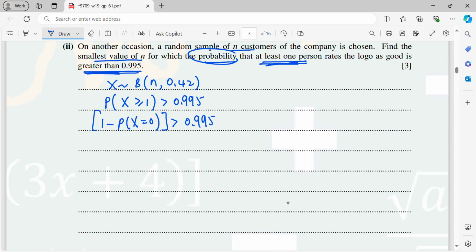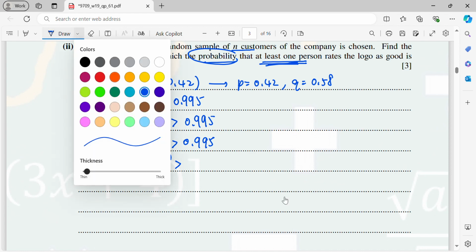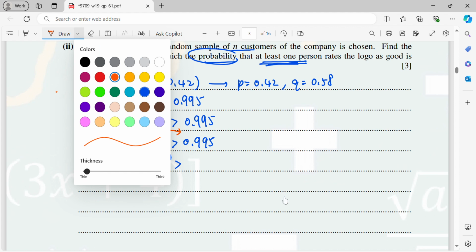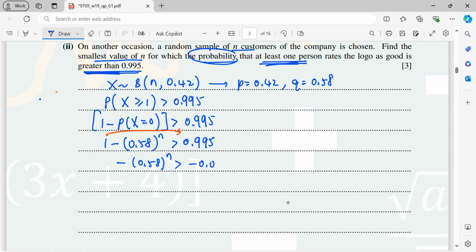So from here, 1 minus when x equals 0 means that there is no success. If no success, here p is 0.42 and q is 0.58. That means it will be all failures, n failures here, and it's greater than 0.995. So negative of 0.58 to the power n is greater than, then 1 moves to the other side: 0.995 minus 1, that is going to be negative 0.005.